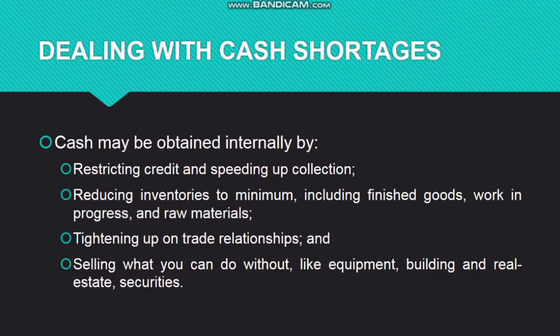Dealing with cash shortages. If the cash budget shows certain shortages, it is time to look for additional cash. First, from internal resources, and if it is not sufficient, from outside sources like banks and financial institutions. Cash may be obtained internally by restricting credit and speeding up collection, reducing inventories to a minimum, including finished goods, work in progress, and raw materials, tightening up on trade relationships, and selling what you can do without, like equipment, building, and real estate securities.